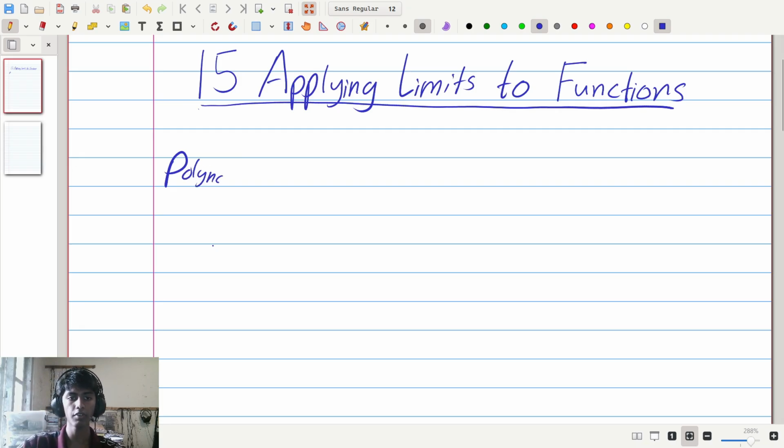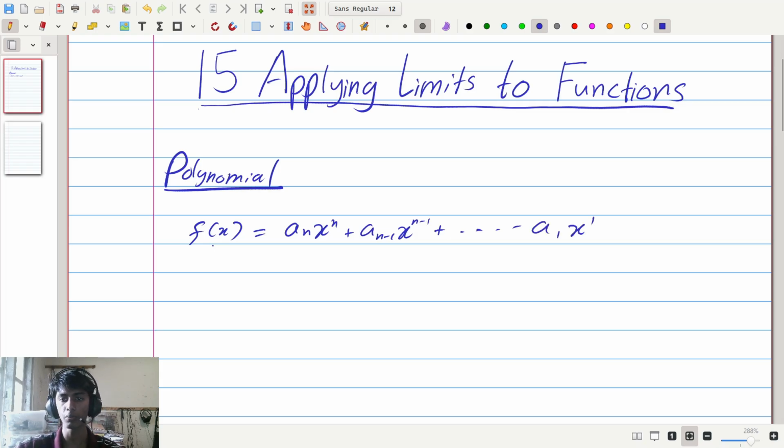A polynomial function is any function f of x of the form a sub n x to the n plus a sub n minus 1 x to the n minus 1 plus, all the way down, up to a1 x to the 1 and an a0 term. Here a0, a1, a2, all the way up to a sub n minus 1 and a sub n are coefficients. All of these are coefficients which are real-valued. So we can say in general a sub k is an element of the real numbers for all the k's going from n down to 0.